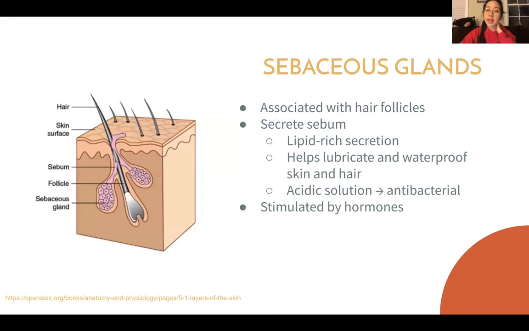All right, the other major type of gland is sebaceous glands, which are associated with hair follicles. So the two little clusters of cells out here, those are the sebaceous glands. They secrete sebum, which we sometimes just refer to as skin oil. So it's a lipid-rich secretion. The function of that is to help lubricate and waterproof skin and hair. And this solution is slightly acidic, which helps thwart the growth of any bacteria that might be on the surface of your skin also. The secretion of sebaceous glands is stimulated by hormones, and they are also usually activated only around puberty.